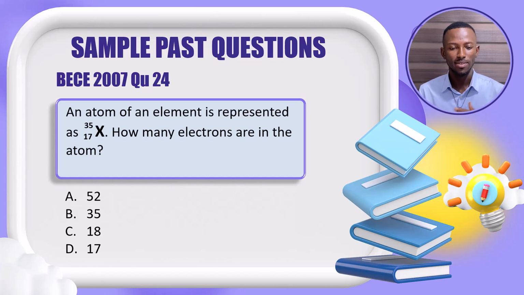An atom of an element is represented as X with subscript 17 and superscript 35. How many electrons are in the atom? This is considered an electrically neutral atom. So what is the atomic number of this element? The atomic number is 17, meaning the number of protons in this element is 17. And if it is electrically neutral, it means the number of protons is equal to the number of electrons. So the answer for this question is 17.